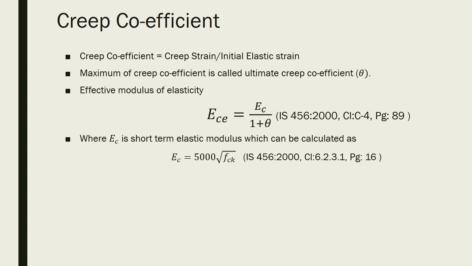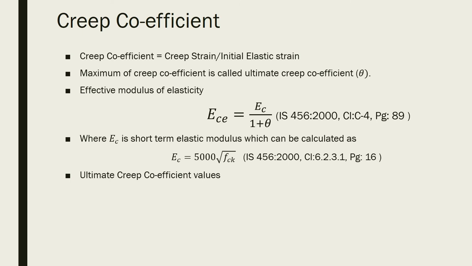You can find this particular equation in IS 456-2000, clause number 6.2.3.1. And the previous equation, ECE is equal to EC by 1 plus theta, you can find in IS 456-2000, clause C-4, in Annexure C, page number 89.